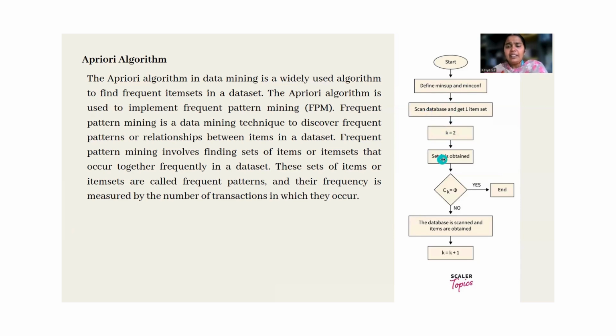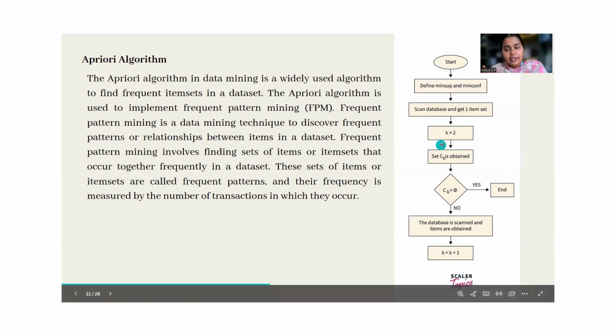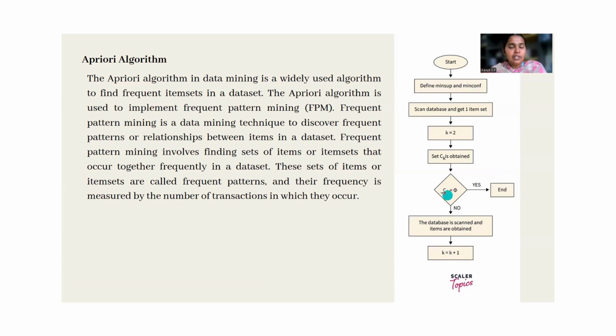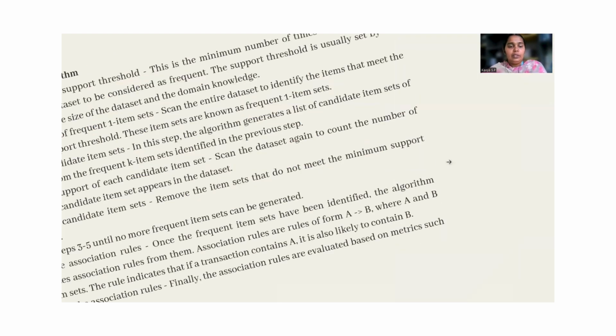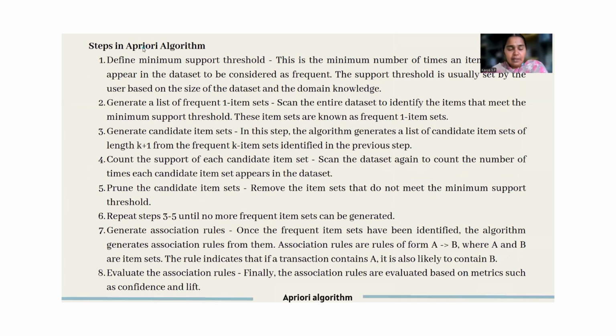If the candidate item obtained is not equal to null, and that condition returns true, you'll end up iterating. If it is not true, we have to iterate again and increment the value of k. Initially, we have taken k value as 2, that is 2 item set, and we have to reiterate until this condition returns true, that is, the candidate item set returns empty. Until then, we have to iterate. So this is the step-by-step manner in which we solve the Apriori algorithm.